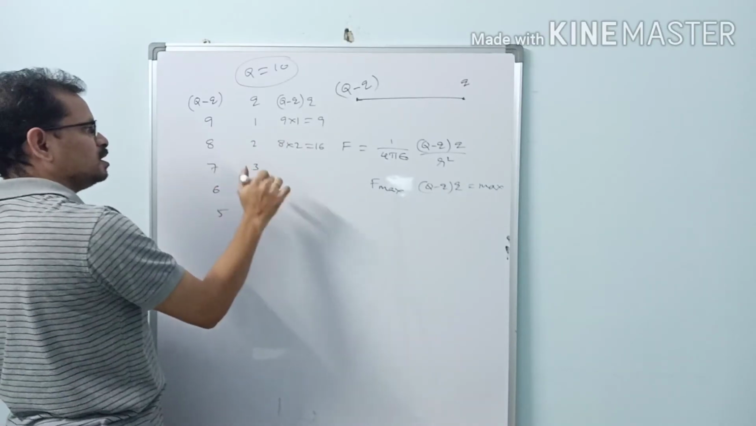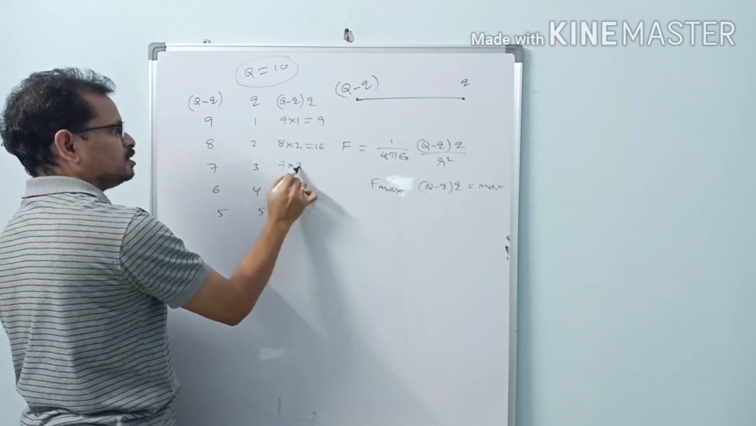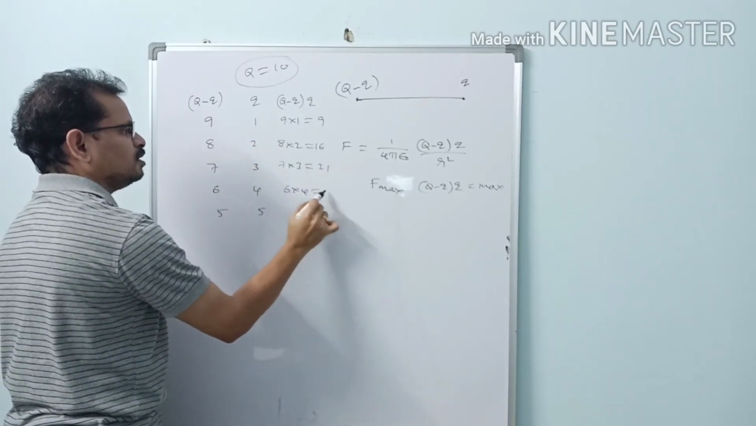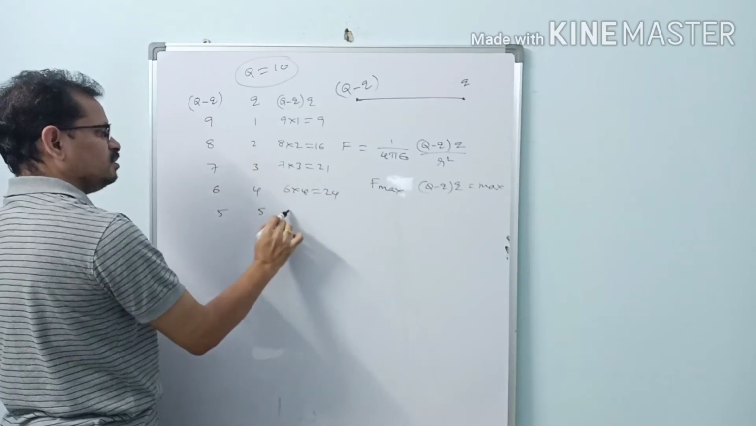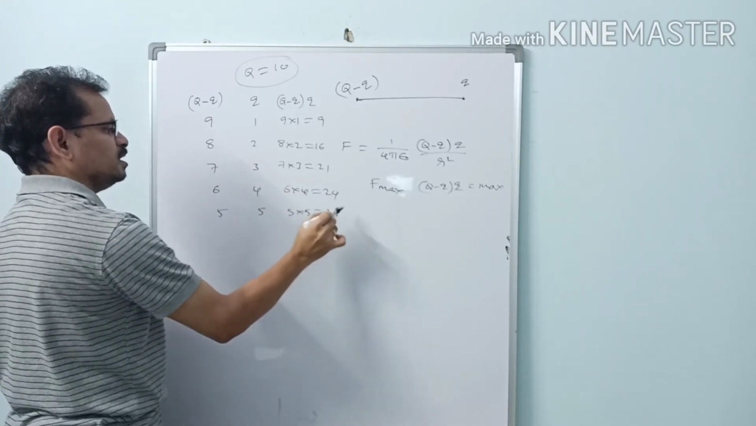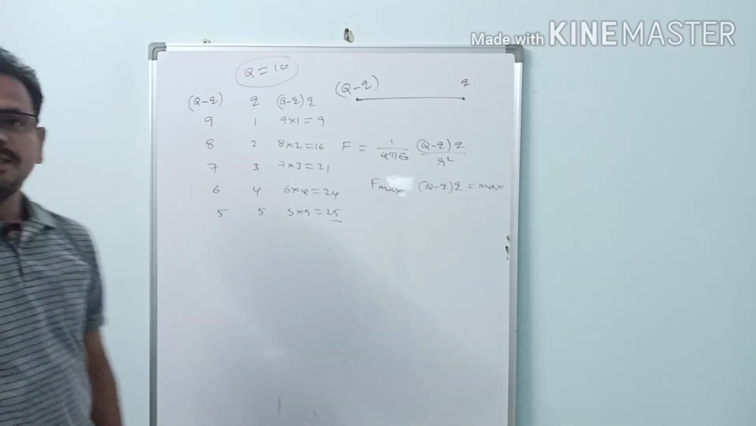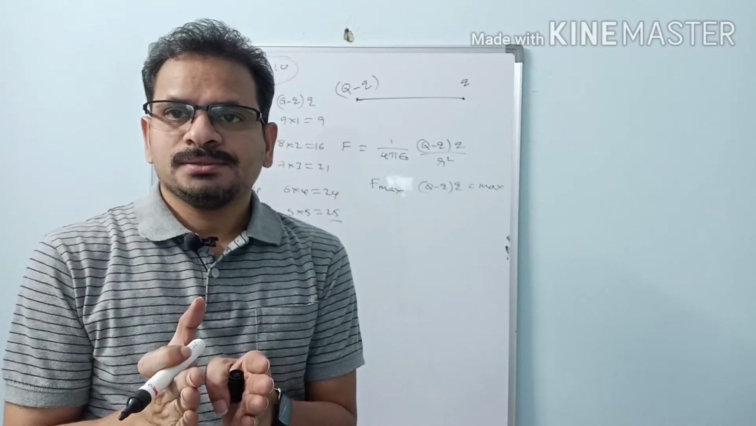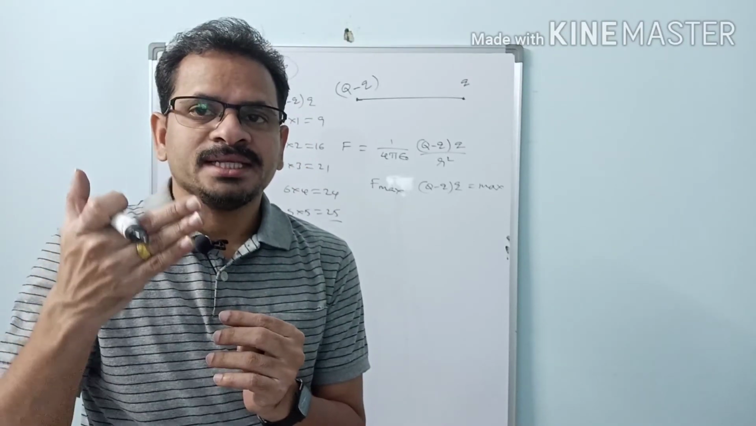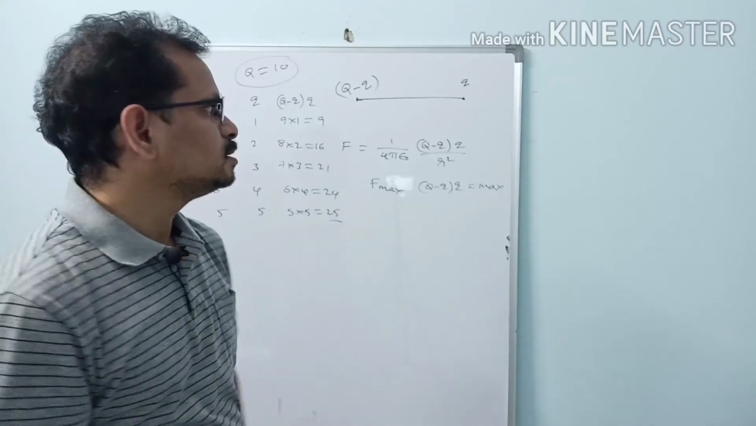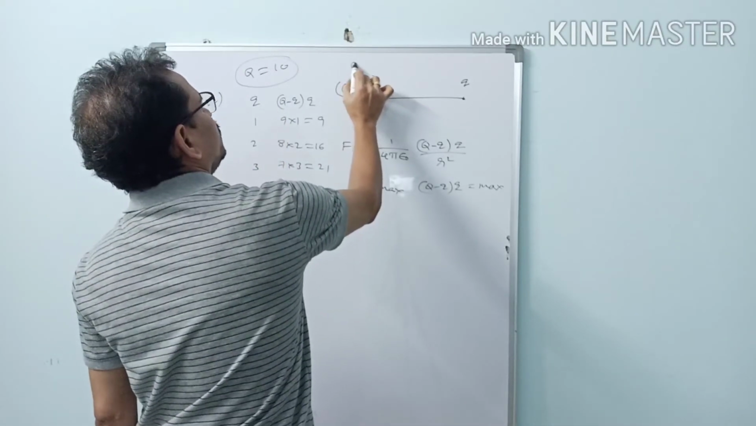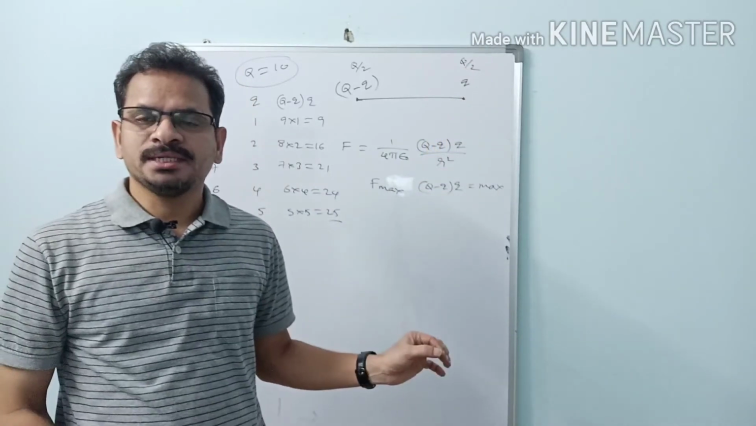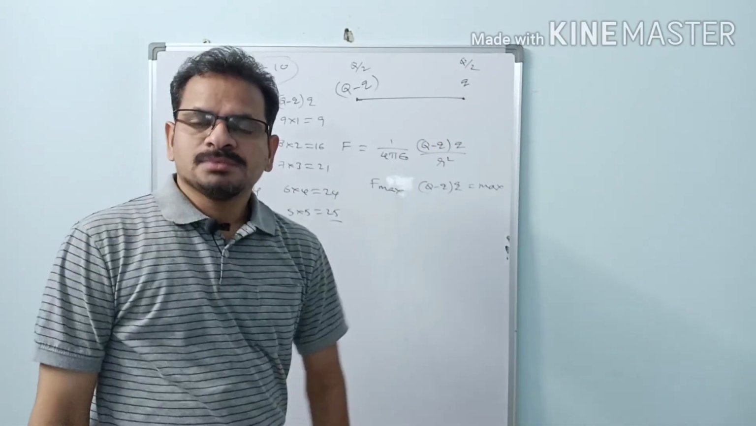So this distribution is better than this distribution for maximum force. Let us check this one. 7 into 3, 21. This is better than this. Let us check this one. 6 into 4 equal to 24. This is better than this. 5 into 5 equal to 25. See here, if some charge is given to us, for maximum force what should we do? We should divide the charge into equal halves. So here it is Q by 2 charge and here it is Q by 2 charge. Students, you can remember it in this way. Let us move on to the next problem.